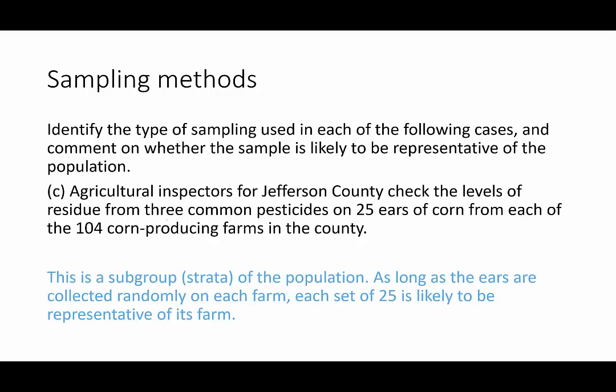So this is a subgroup or strata of the population. As long as the ears of corn are collected randomly on each farm, each set of 25 is likely to be representative of its farm.